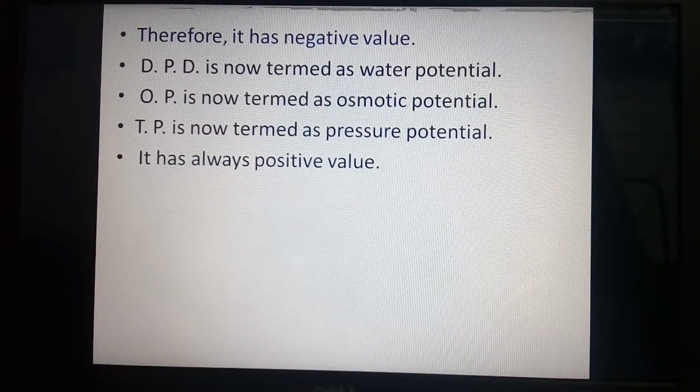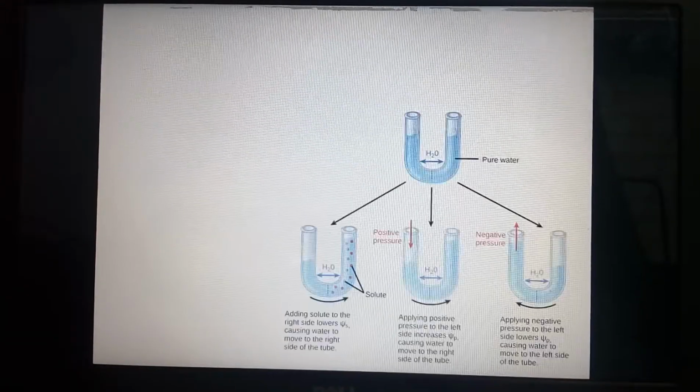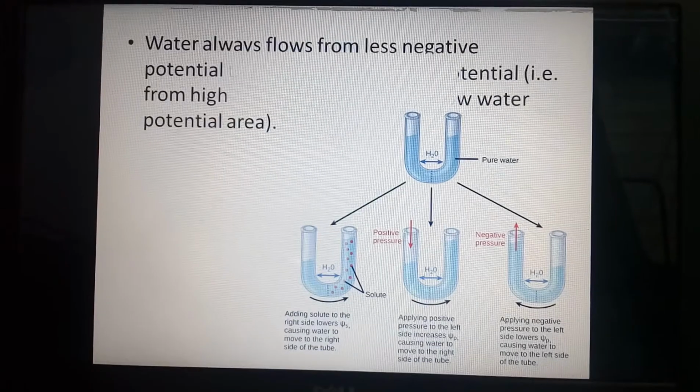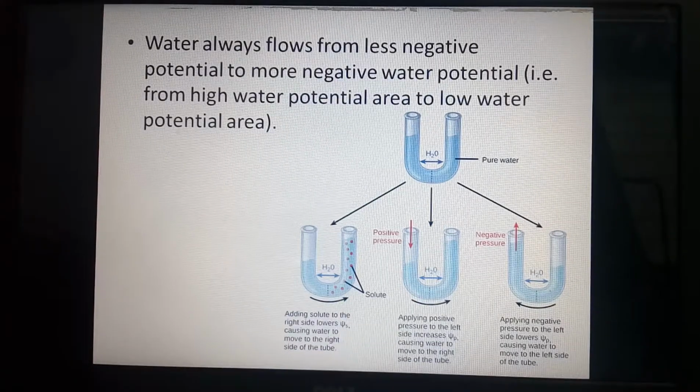It has always positive value. Turgor pressure, it has always positive value. So water potential and diffusion pressure deficit are equal in the fully turgid cell. Water always flows from less negative potential to more negative water potential. That means from higher water potential area to the lower water potential area.